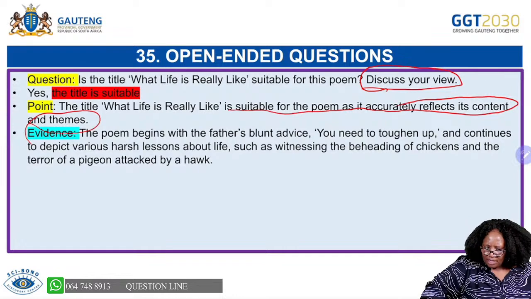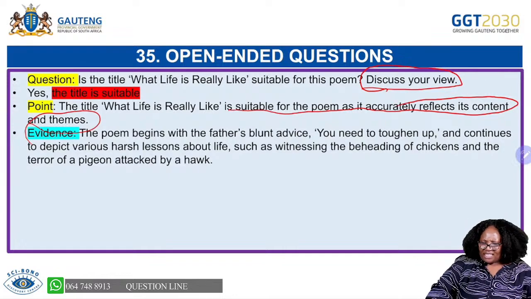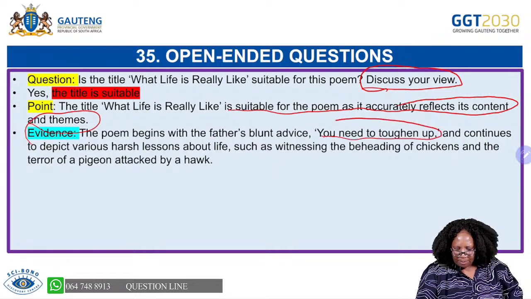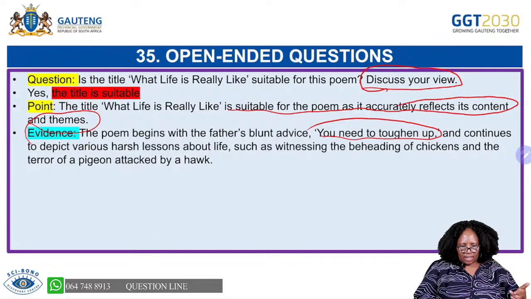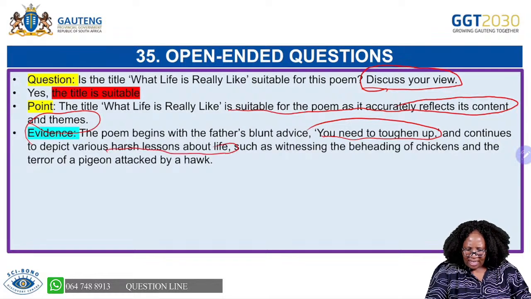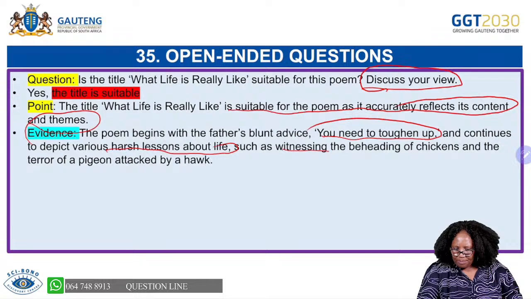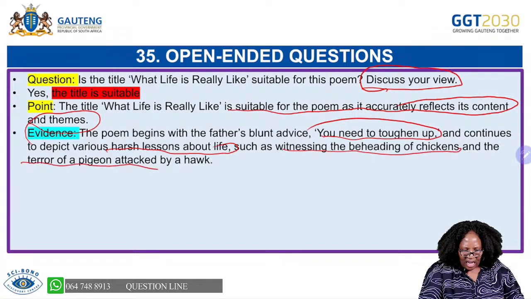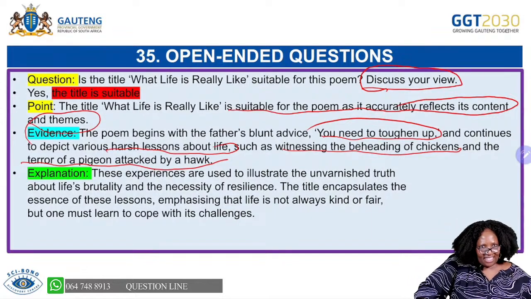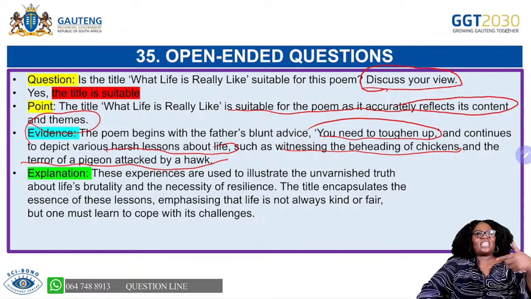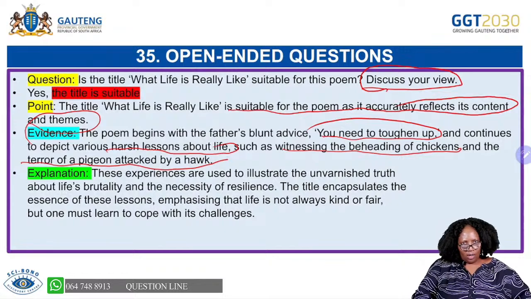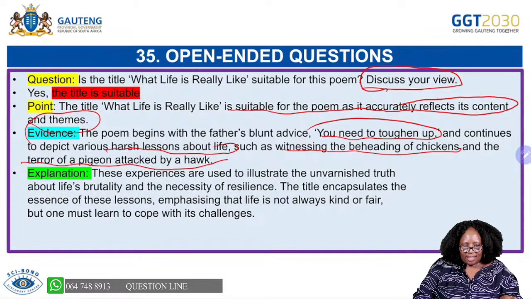Evidence from the poem. The poem begins with the father's blunt advice. What is the blunt advice? You need to toughen up. And it continues to give us various harsh lessons about life, which is witnessing the beheading of the chickens and the terror of a pigeon attacked by a hawk. Evidence, isn't it? You've given us evidence. Now you must explain how the evidence supports your point.